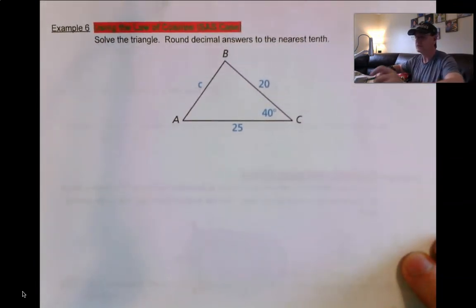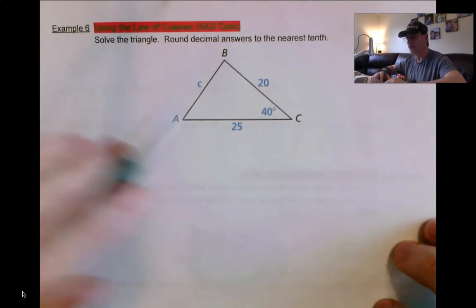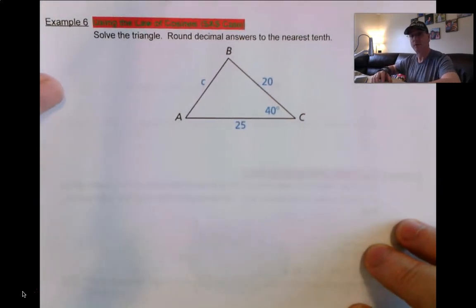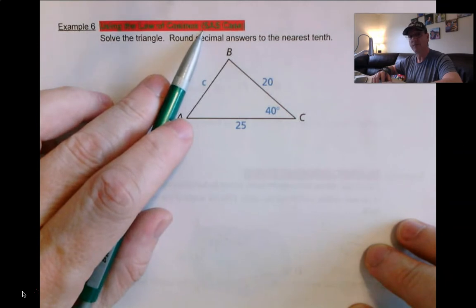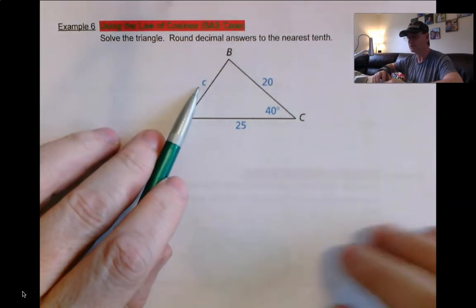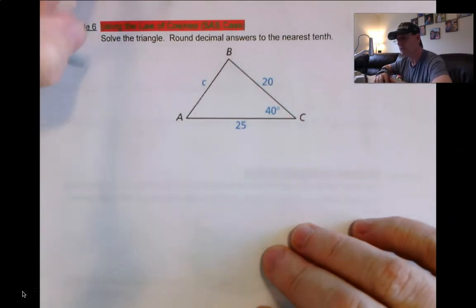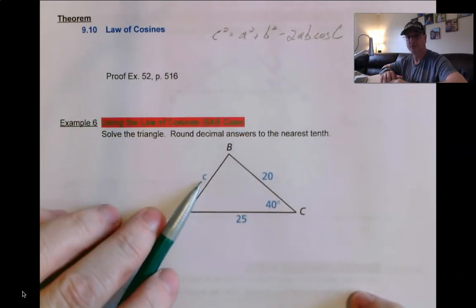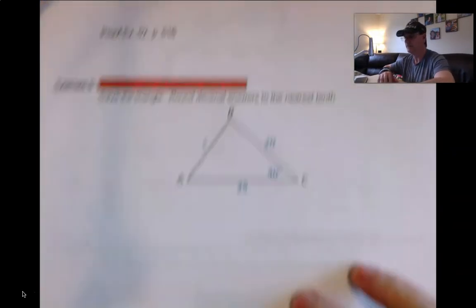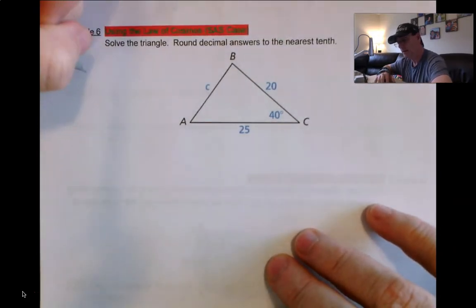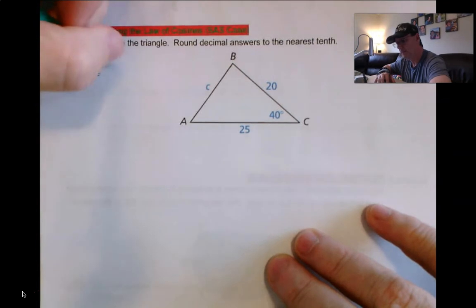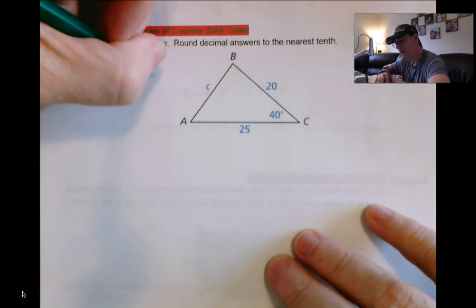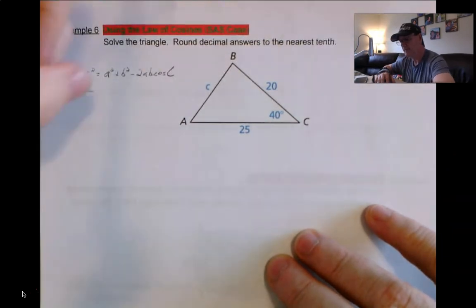So example 6, using the law of cosines and the side angle side case, we're going to solve this triangle. We're going to find all the missing information. Okay, this is side angle side. So what did we say we were going to find first? Because it's side angle side, we find the missing side first using law of cosines. So since we're finding c squared, we're going to use c squared equals a squared plus b squared minus 2ab cosine c. So c squared equals a squared plus b squared minus 2ab cosine c.